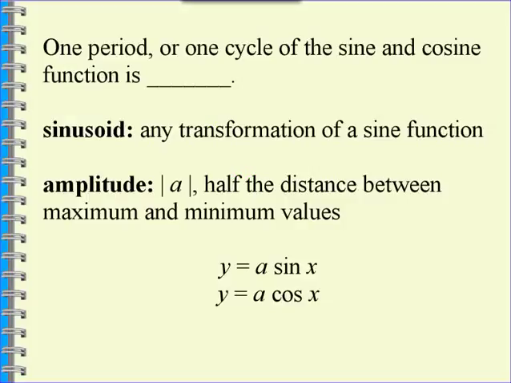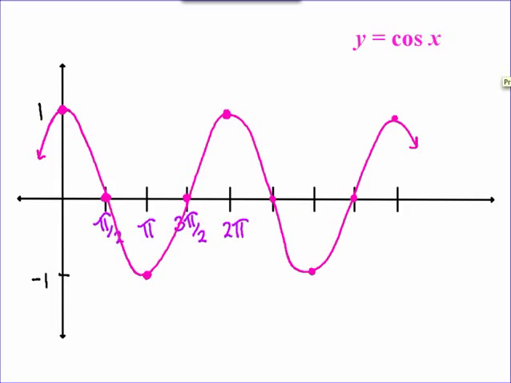So let's go ahead and look at this. One period or one cycle of the sine and cosine function is. Now when I say one period or one cycle, I mean like one phase of the graph. So if I go back real quick and look at cosine, I want to look at one phase of the graph. When I say one phase, that means an area that does not repeat. How long would an area that does not repeat be? Or what would it be between? 0 and 2 pi.